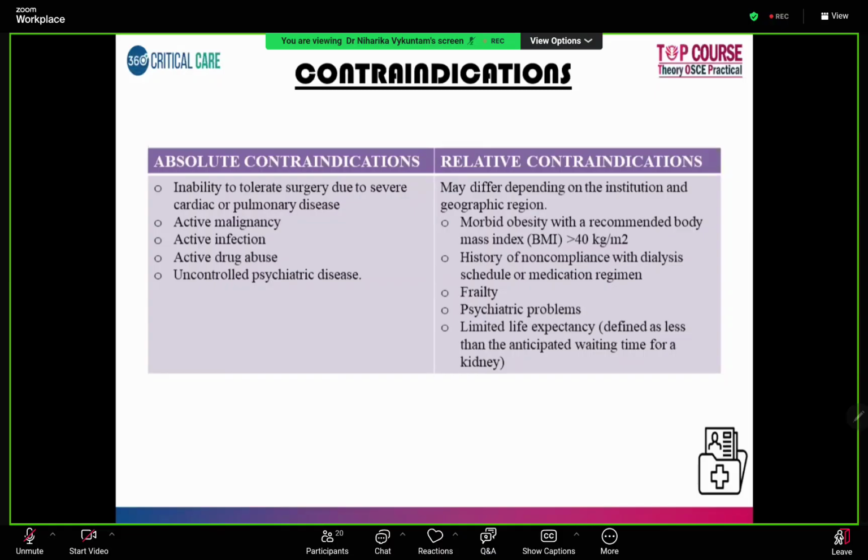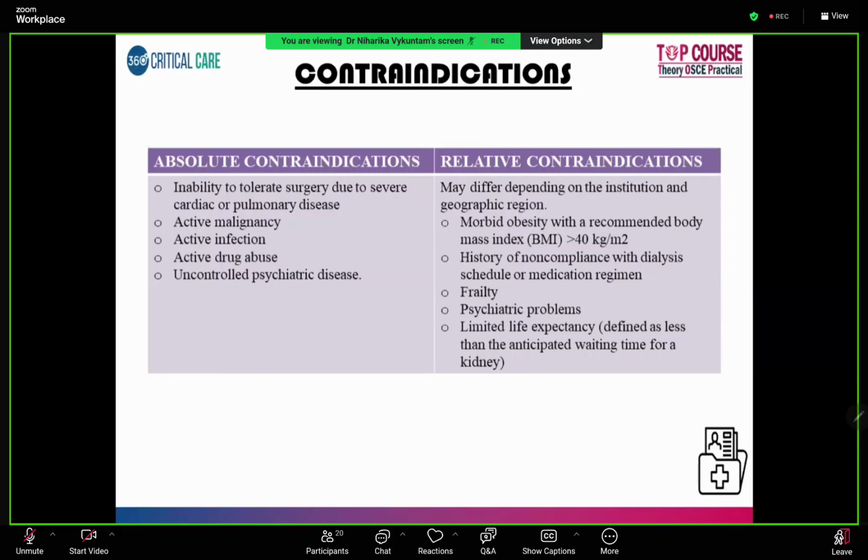Okay, the second one would be any active malignancy or active infection. Third, if the person has active drug abuse, whether it is smoking, alcohol, or any other drug abuse. And if the patient has an uncontrolled psychiatric disease, then these are the absolute contraindications to kidney transplantation.